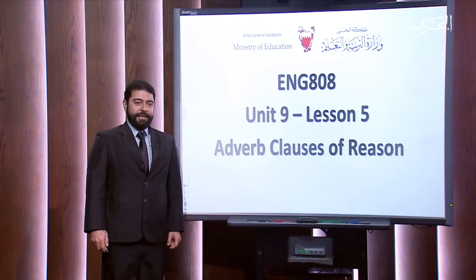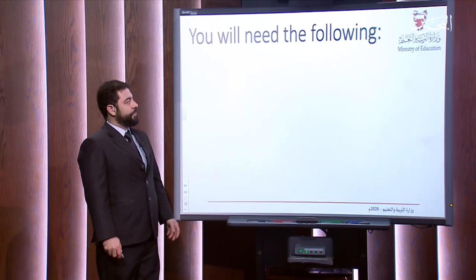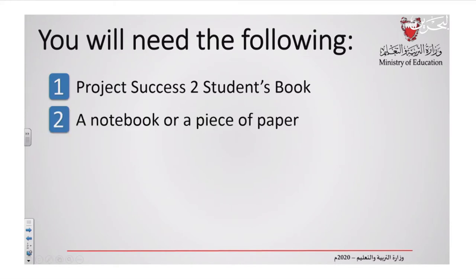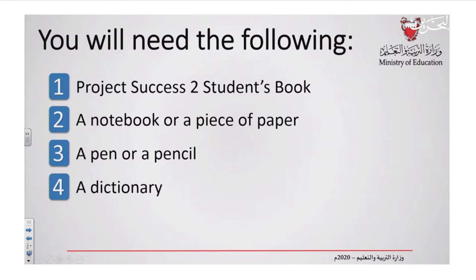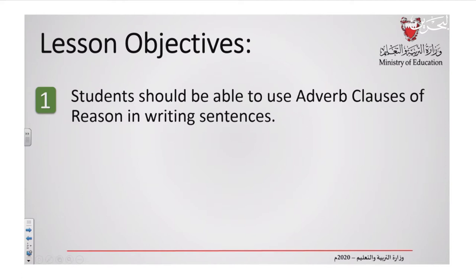This lesson is for English 808 for technical and vocational schools. It is Unit 9, Lesson 2, Adverb Clauses of Reason. In order for you to do the lesson well, you need the following. Number 1, Project Success 2, Student's Book. Number 2, a notebook or a piece of paper. 3, a pen or a pencil. 4, a dictionary. Now, lesson objectives. By the end of the lesson, you should be able to use adverb clauses of reason in writing sentences.